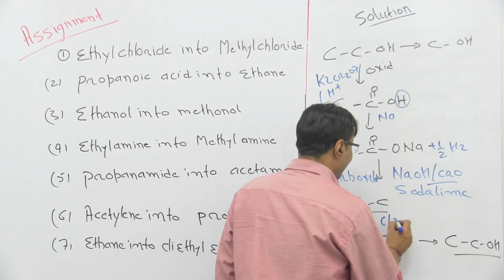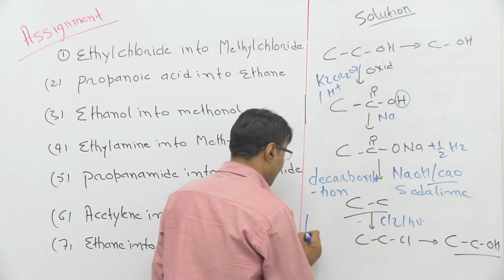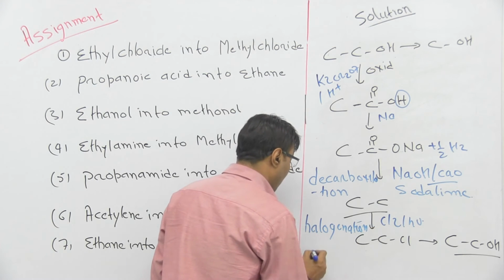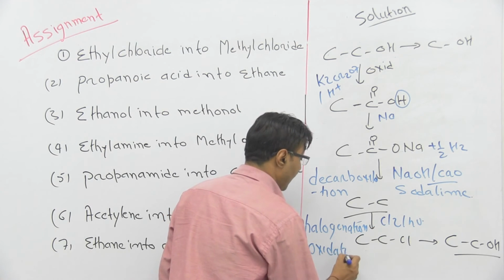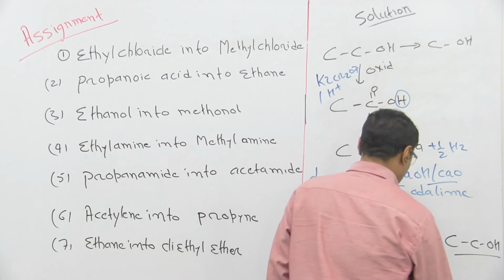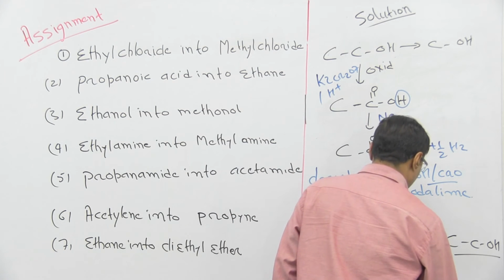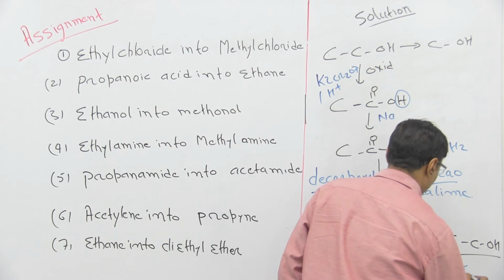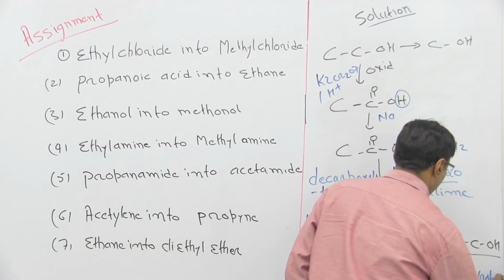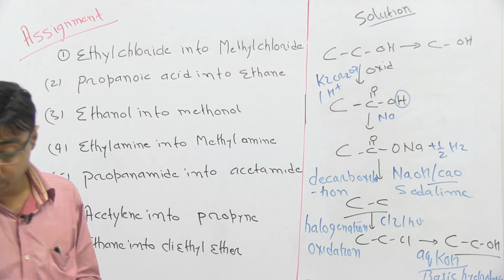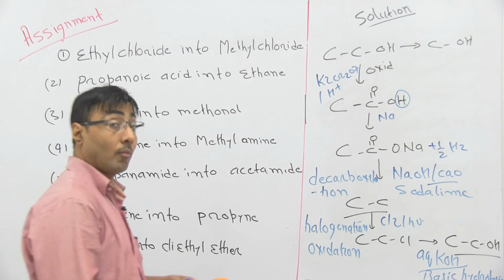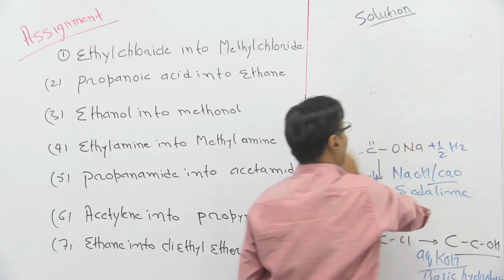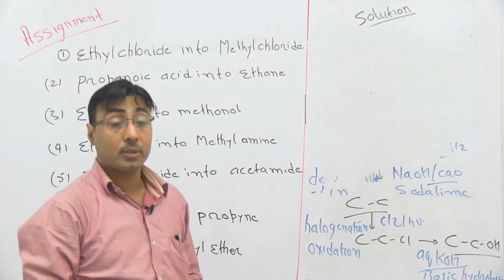Now this part, Cl2 in the presence of light, is a halogenation, as I told you. It's a part of oxidation. And this one is basic hydrolysis, aqueous KOH. So this was the decarboxylation method.